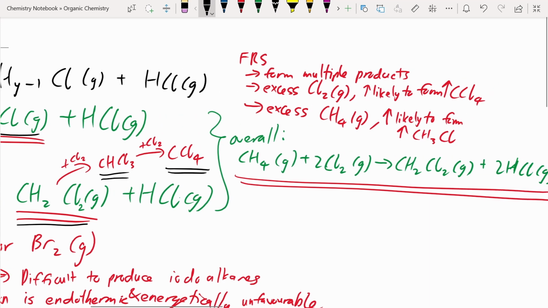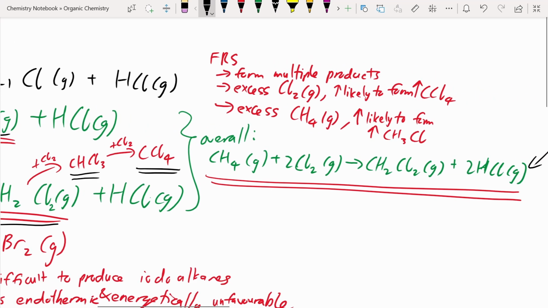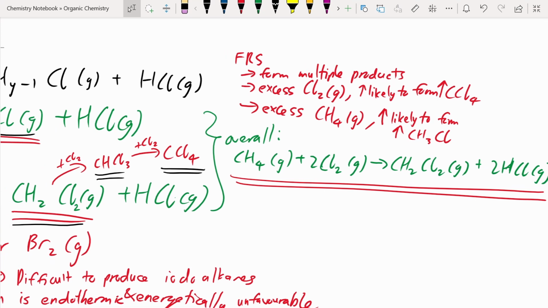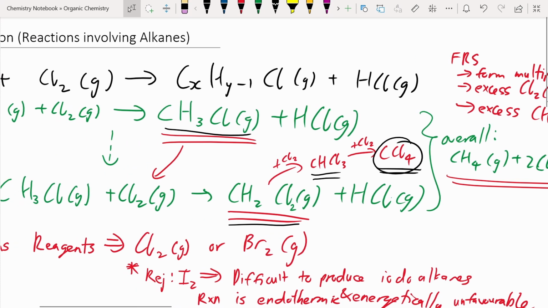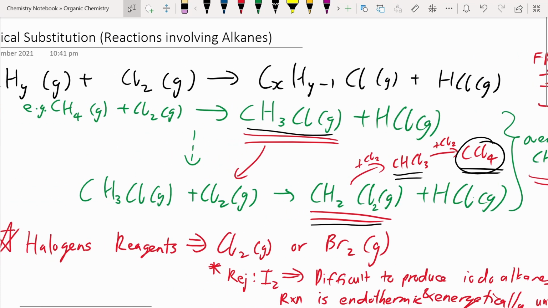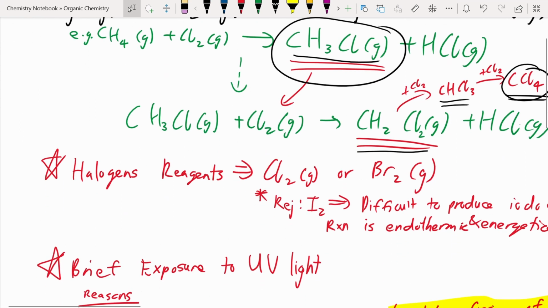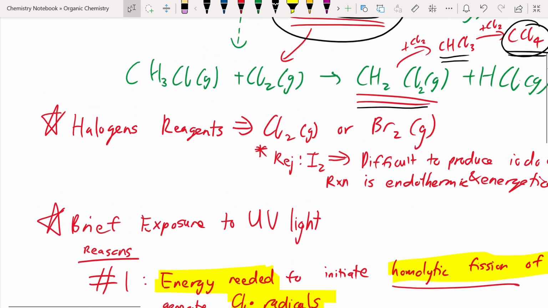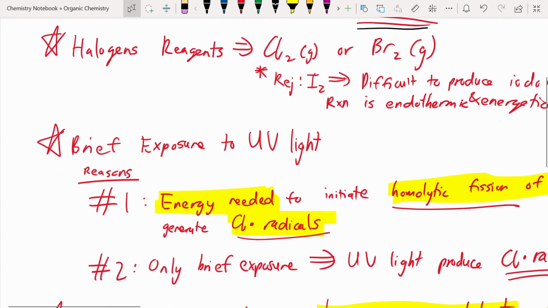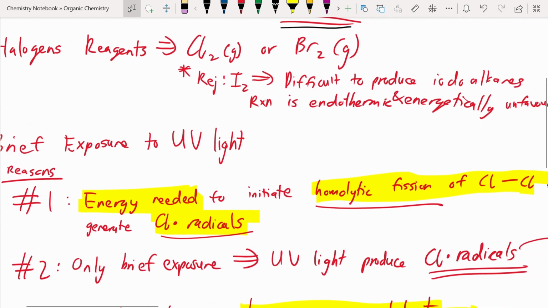So if you have excess chlorine gas, you are more likely to form even more tetrachloromethane. If you have limited chlorine gas, most likely it will stop at the formation of chloromethane. Okay, so the criteria of this reaction is that you need a halogen reagent like chlorine gas or bromine gas.